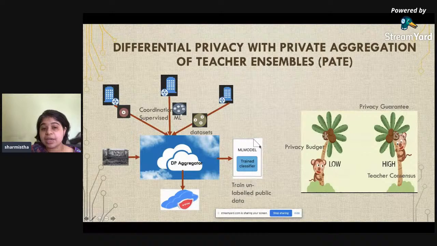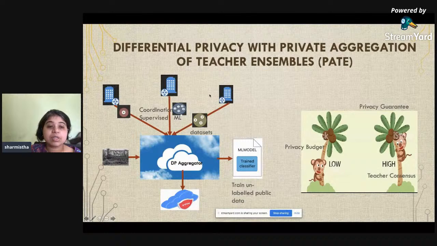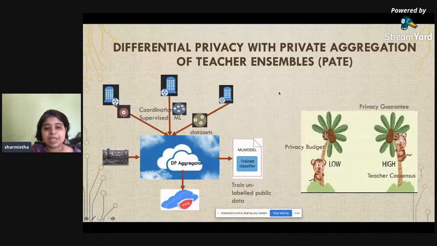And the idea of this, when you're training an ensemble model, is that you maintain a low privacy budget, which will increase the privacy of the model, and high teacher consensus. These are called teachers, individual models. High teacher consensus means all of the models individually are agreeing that this particular data point belongs to class 6 or class 7. And low teacher consensus means they are disagreeing among themselves. So one is saying 6, 7, one is saying 8.